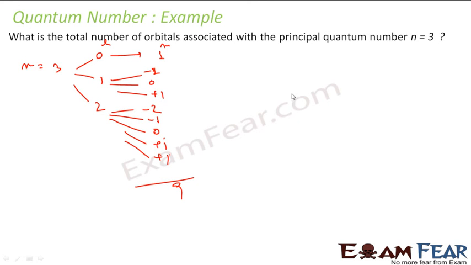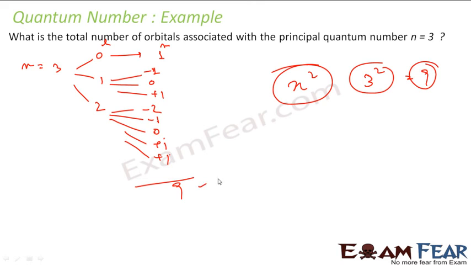Also I can use the formula directly. n square is the number of orbitals. So n is equal to 3, I get 3 square, that is 9 orbitals. You can use any of these. Correct? But understand both the methods because this clears your concept.